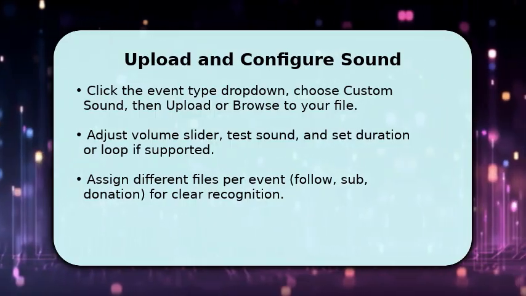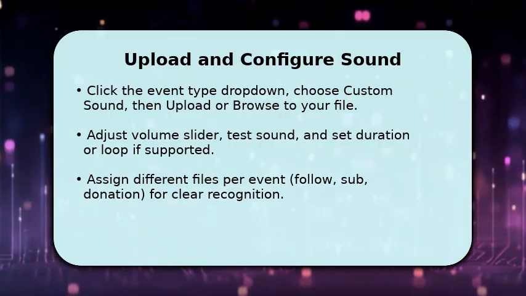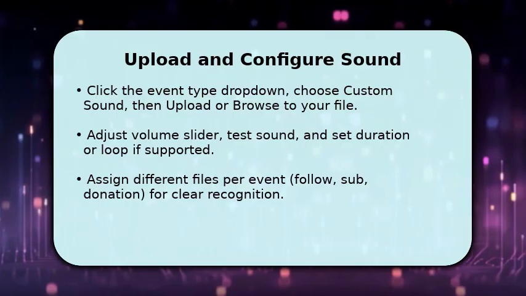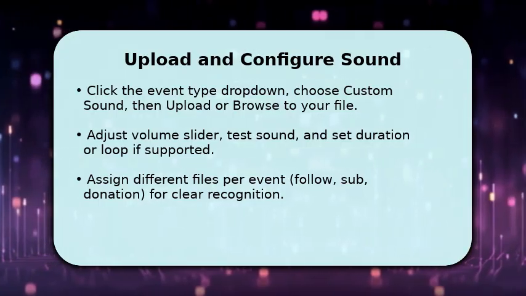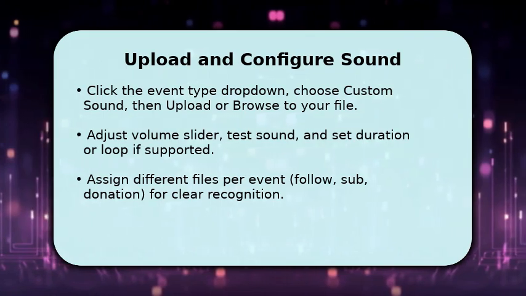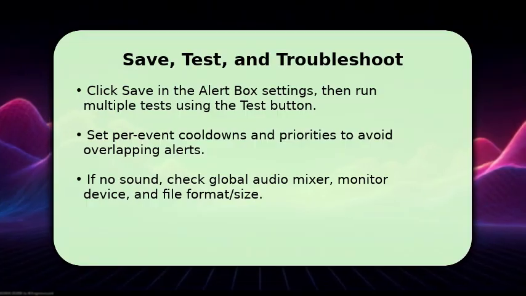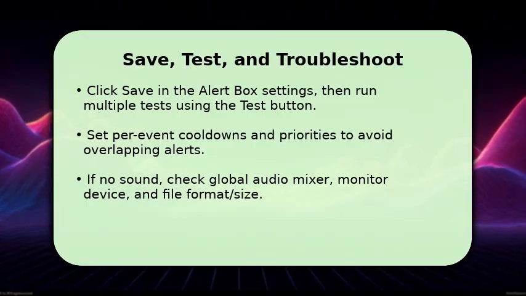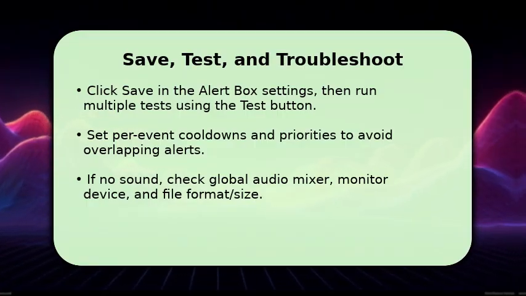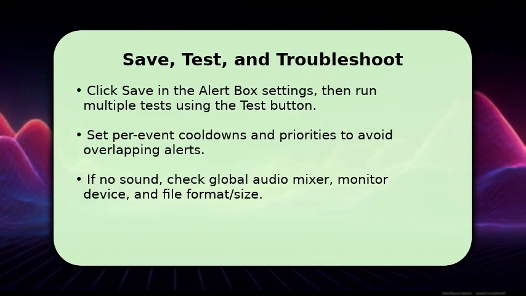Make sure to set the volume level so it's audible over music but not overpowering. Once uploaded, use the test button to preview the sound, and if needed, enable looping or trim the clip externally, then re-upload for precise timing. Save your settings, then immediately run the test for each event so you confirm the correct file plays at the right volume. Make sure to set cooldowns and priority rules to prevent overlapping alerts during spikes.